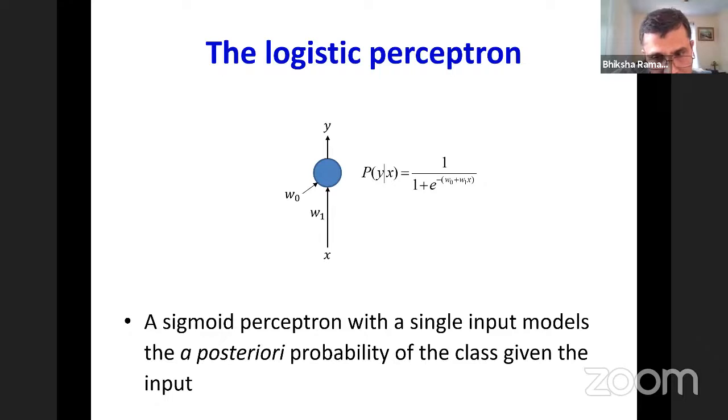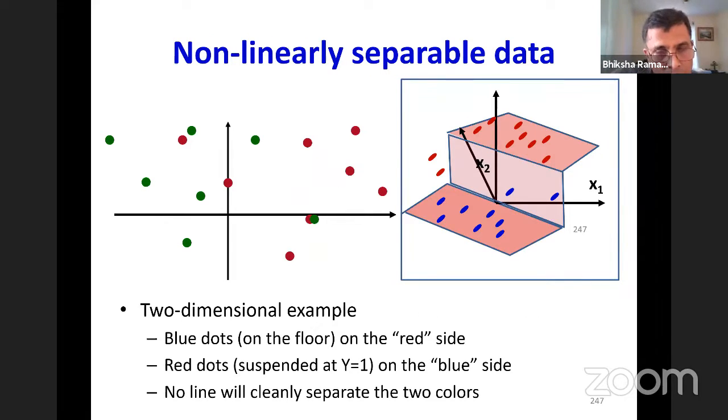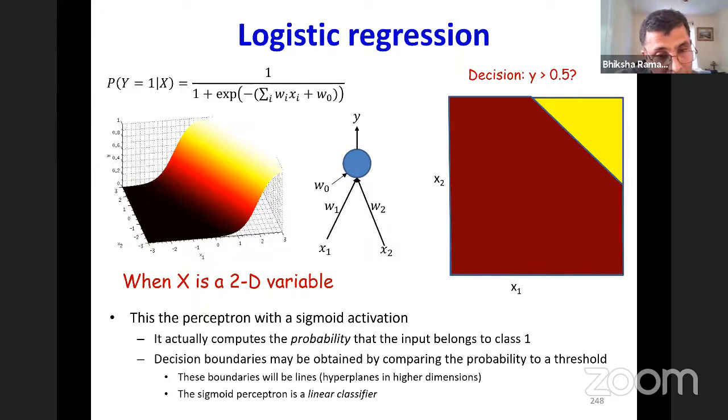A sigmoid perceptron with a single input models the a posteriori probability of a class given the input, or single vector input. I'm not speaking of a scalar. Now, also when I have a two-dimensional example, I'm going to have blue dots on the red side, red dots on the blue side, no line clearly separates the two. So the function that I'm going to learn is a sigmoid of this kind. This function here, which is what we usually use, ends up being a sigmoid. And what the sigmoid actually gives you is the a posteriori probability of class 1 given the input.